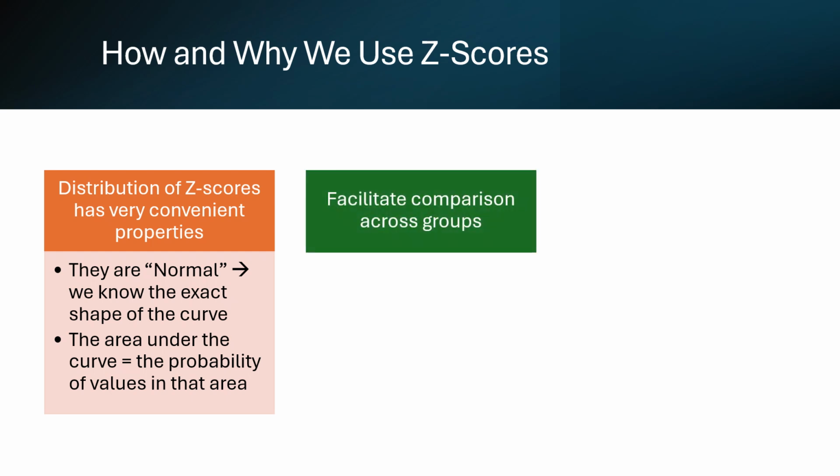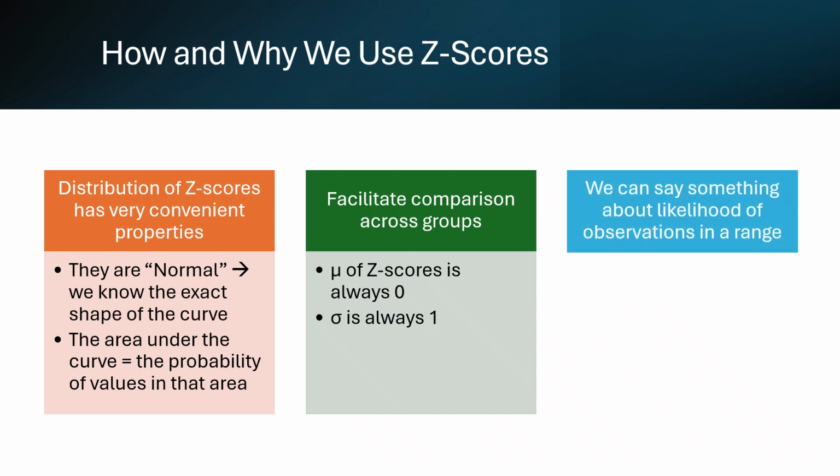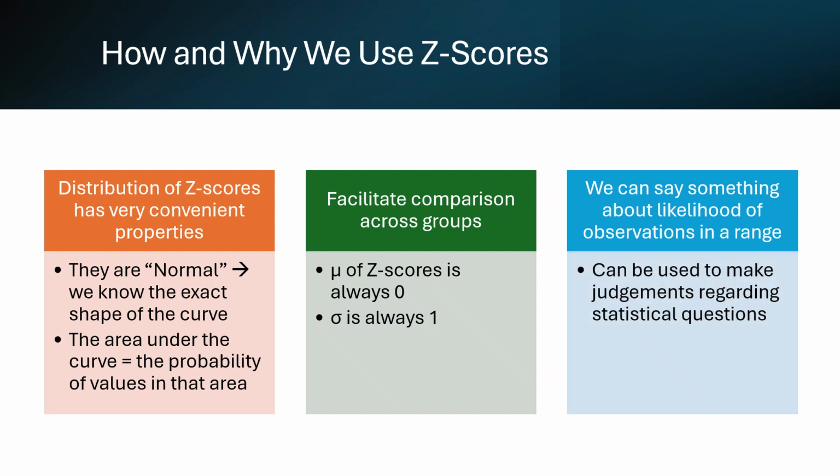Z-scores also allow us to make some comparisons across different groups. And we can do that because, as you saw before, the mean of z-scores is always 0 and the standard deviation is always 1. So it effectively puts the groups on the same scale so that you can make a fair comparison. Because the area under the curve tells us something about the probability of values in a given range, we can say something about the likelihood of observations in that range, and we can use that to make judgments regarding statistical questions.